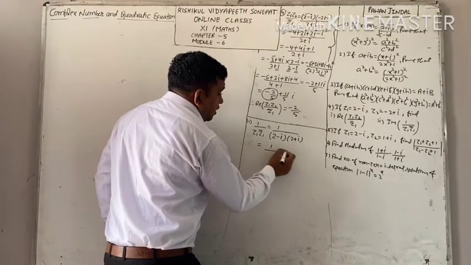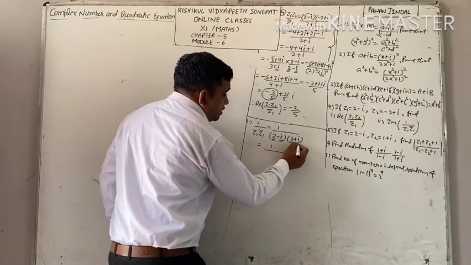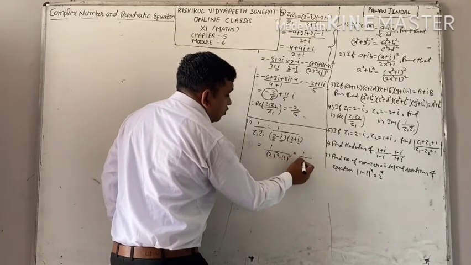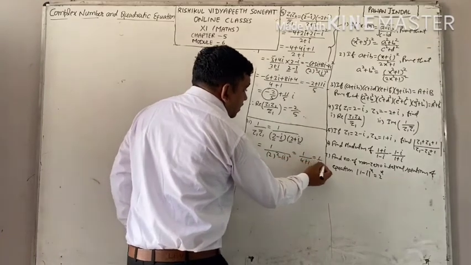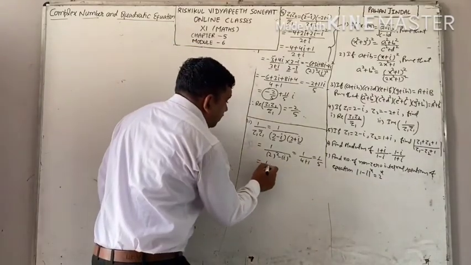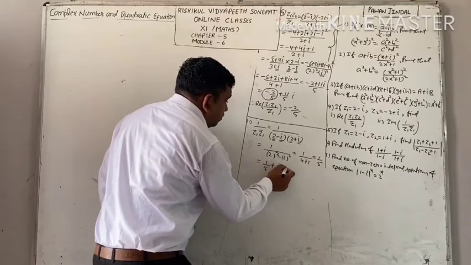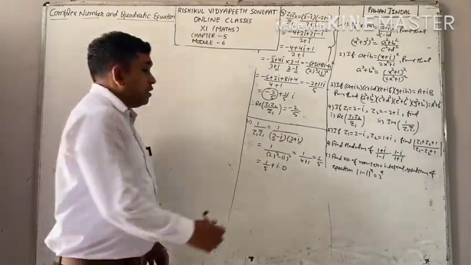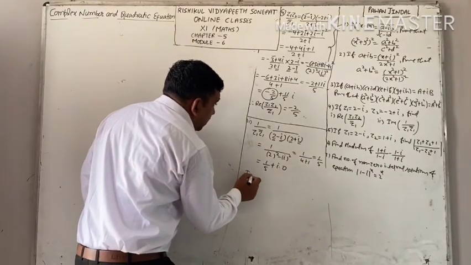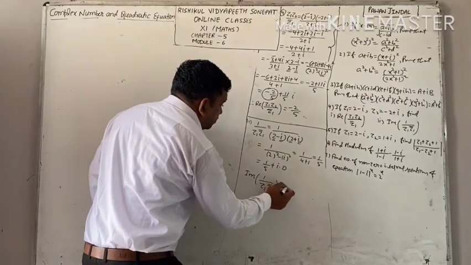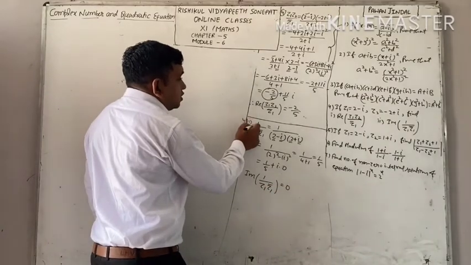Simplify. (a − b)(a + b), a square minus b square. This is your 1 by 4 plus 1, that is 1 by 5. Write it in the form of a plus ib. It is your 1 by 5 plus i into 0. And you can easily see what is the imaginary part. Here, imaginary part of 1 by z1 into z1 bar is equal to 0. This is your fourth question, second part.